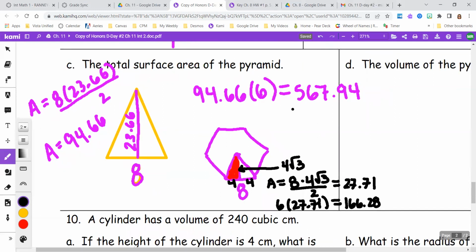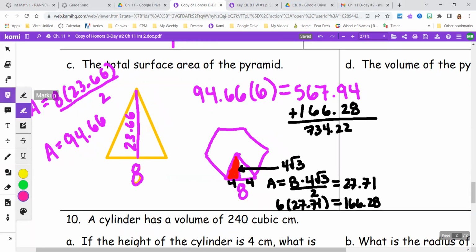Okay. I'm going to add that to the area of the 6 triangles, which are the lateral faces. And when I do that math, I am going to end up having as a total 734.22 as my surface area. So this right here is going to be my surface area.